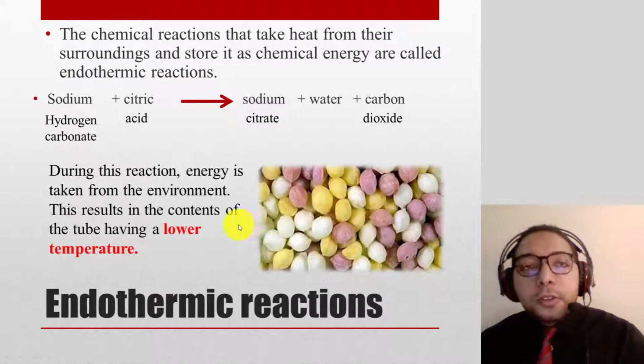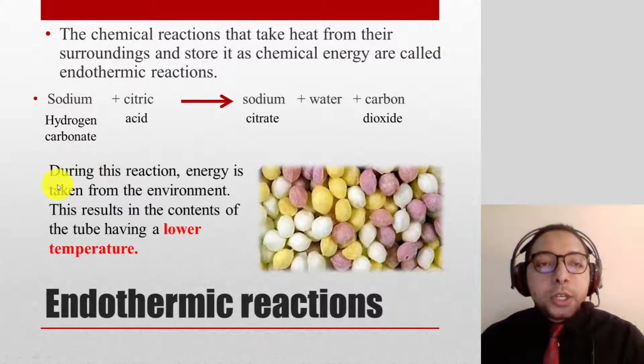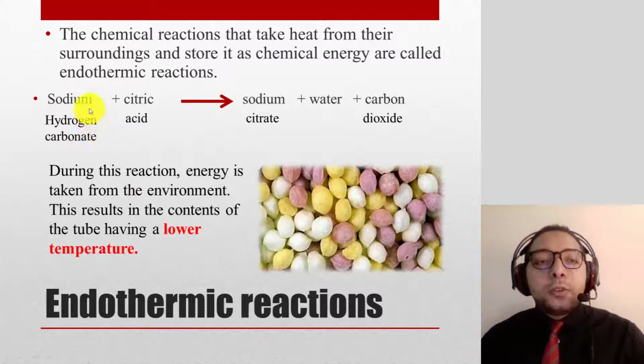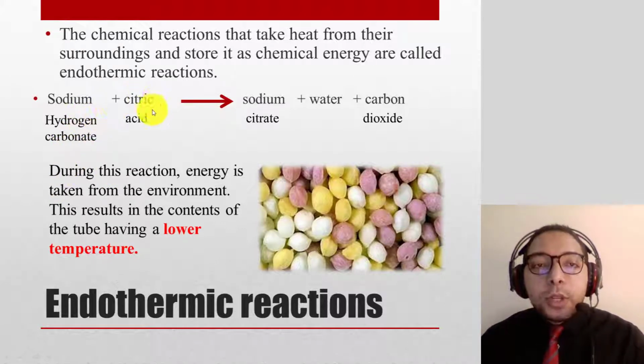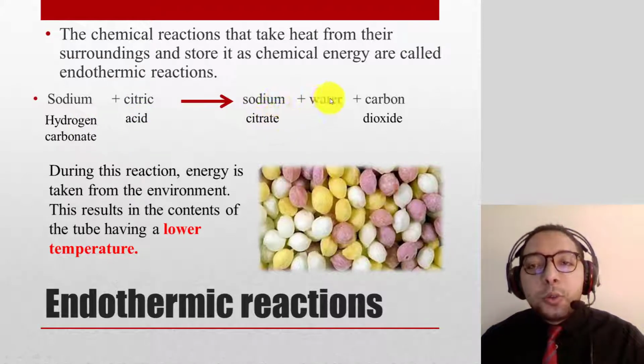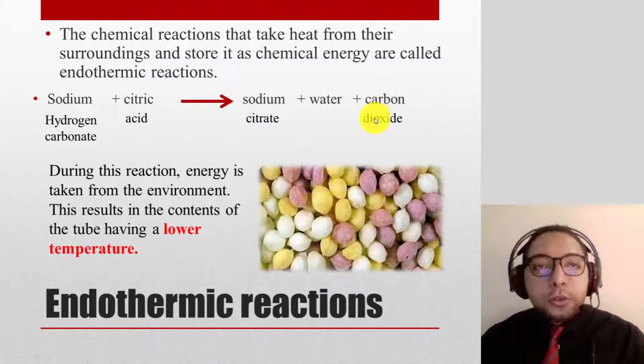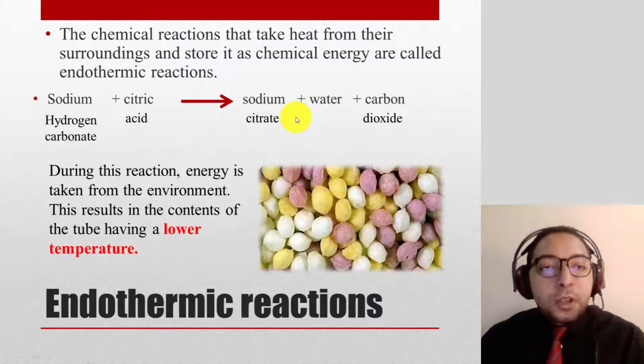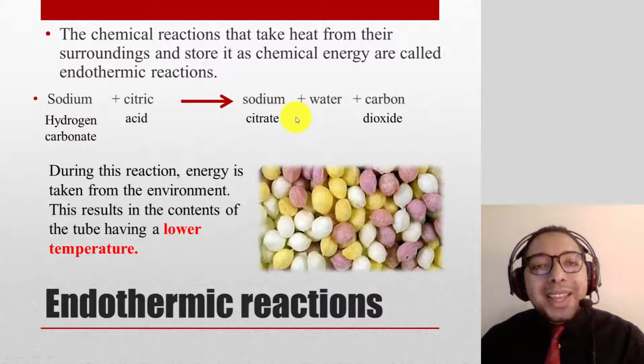So let's start our lesson with the following chemical reaction. In this chemical reaction, we have sodium hydrogen carbonate. When you react sodium hydrogen carbonate with citric acid, it's going to produce sodium citrate along with water and carbon dioxide. The chemical reaction which is discussed right now is called an endothermic reaction, because the reaction takes energy from the surroundings in order to be started.